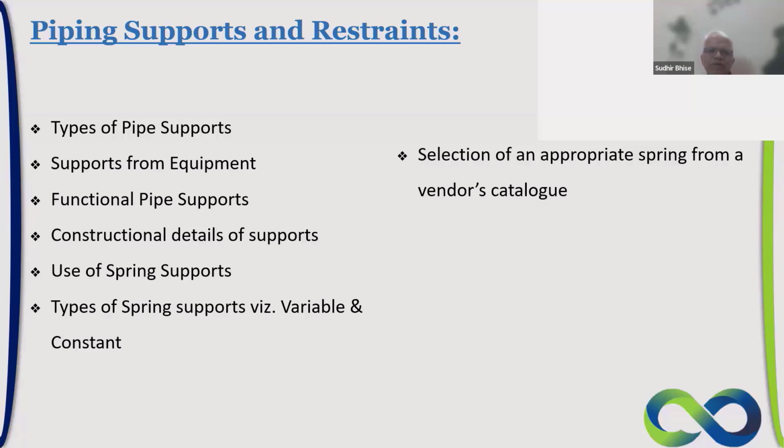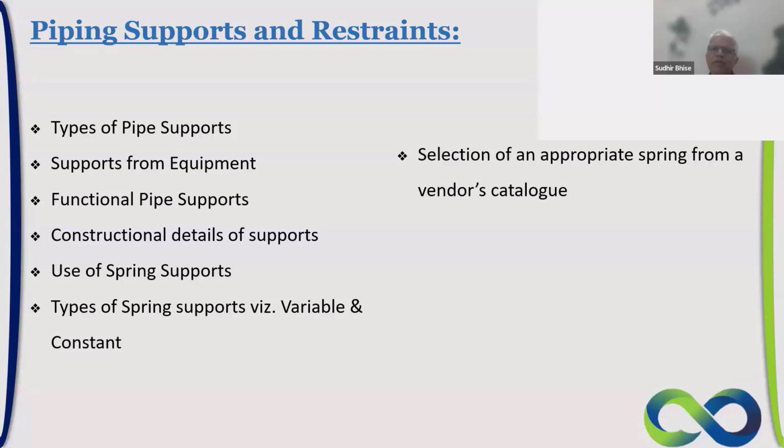Then the use of the spring supports. Normal supports are going to be rigid supports, but occasionally we'll have to resort to some flexible supports like spring supports. And then in springs, there are two types. So which one to be used where, and how to make use of a vendor's catalog to select a required spring, because every time whatever the program gives, that is not going to be a final choice.